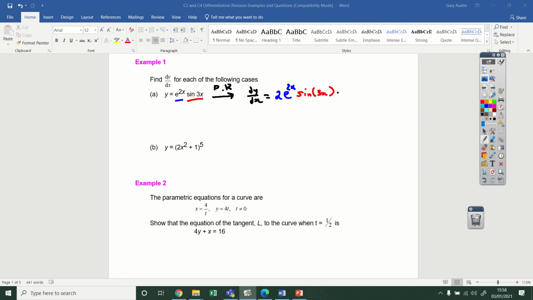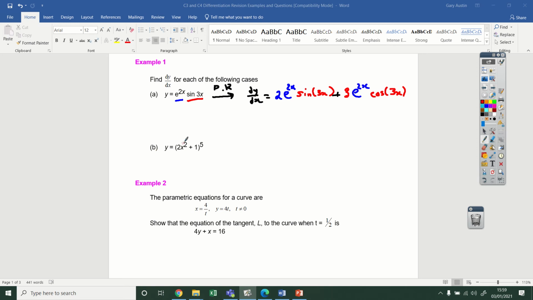Add in between, and then the other way around, so I'm going to leave the blue function as it is, e to the 2x, and then differentiate the red function. Sine differentiates to cos, so I'm going to write cos first of all. I'm going to keep the inner function the same from the chain rule, but then this inner function has a derivative of 3, which is going to come out, and I'm going to put it right at the front. Okay, so that's done. There's no simplifying there. I guess I can factor out e to the 2x if I wanted to, but that's enough to show the derivative there.